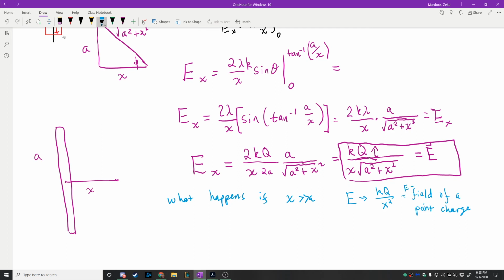which is effectively the field of a point charge, basically, right? The electric field. That seems reasonable, right? If you imagine that we take this length x and we go really far away to some point over here, then at that point, it's going to look like the line has become a point, right? It's a fixed length.